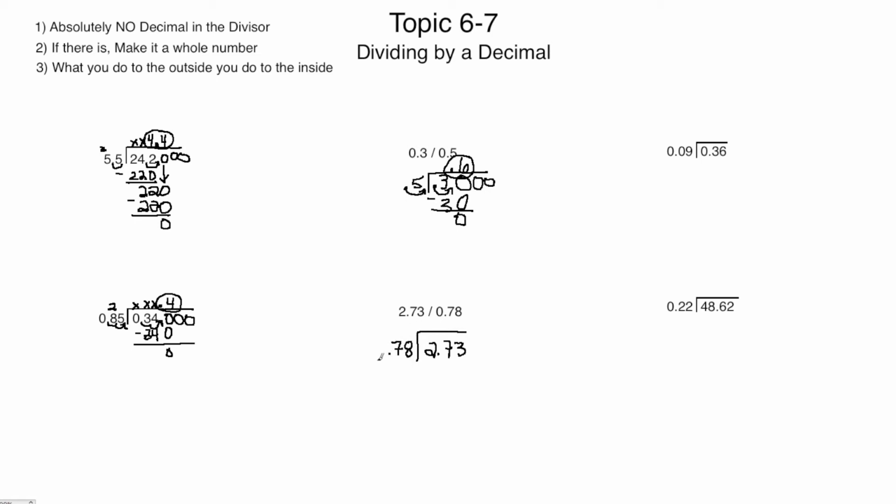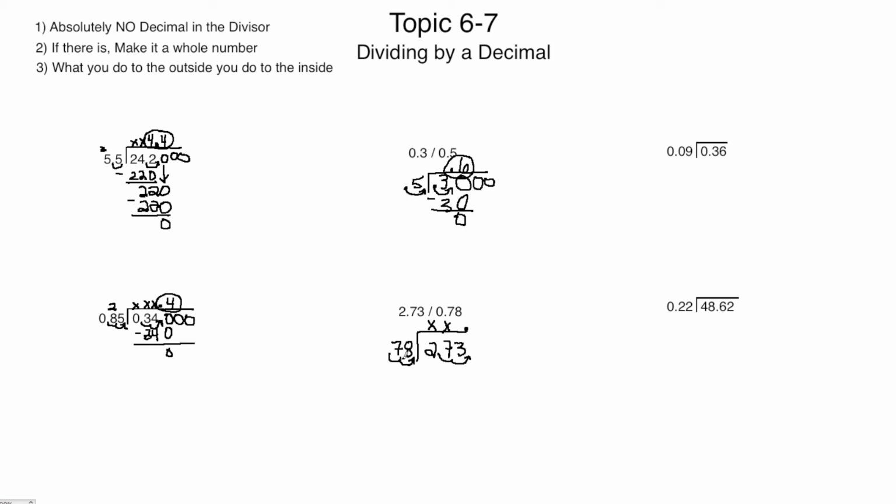We have a decimal in the divisor where it shouldn't be, so we have to make it a whole number. So we have to move it 2 places to the right. What you do to the outside, you do to the inside. Bring the decimal up. Can 78 go into 2? Nope. Can 78 go into 27? Nope. Can 78 go into 273? Yep. Now the question is how many times?